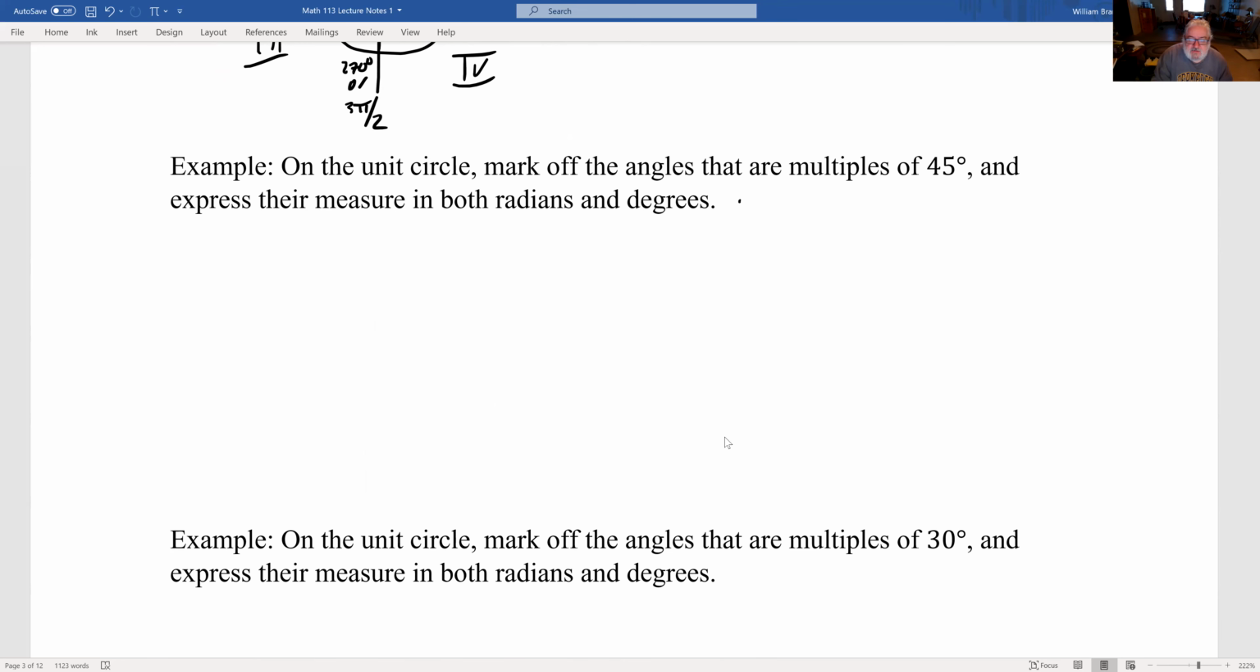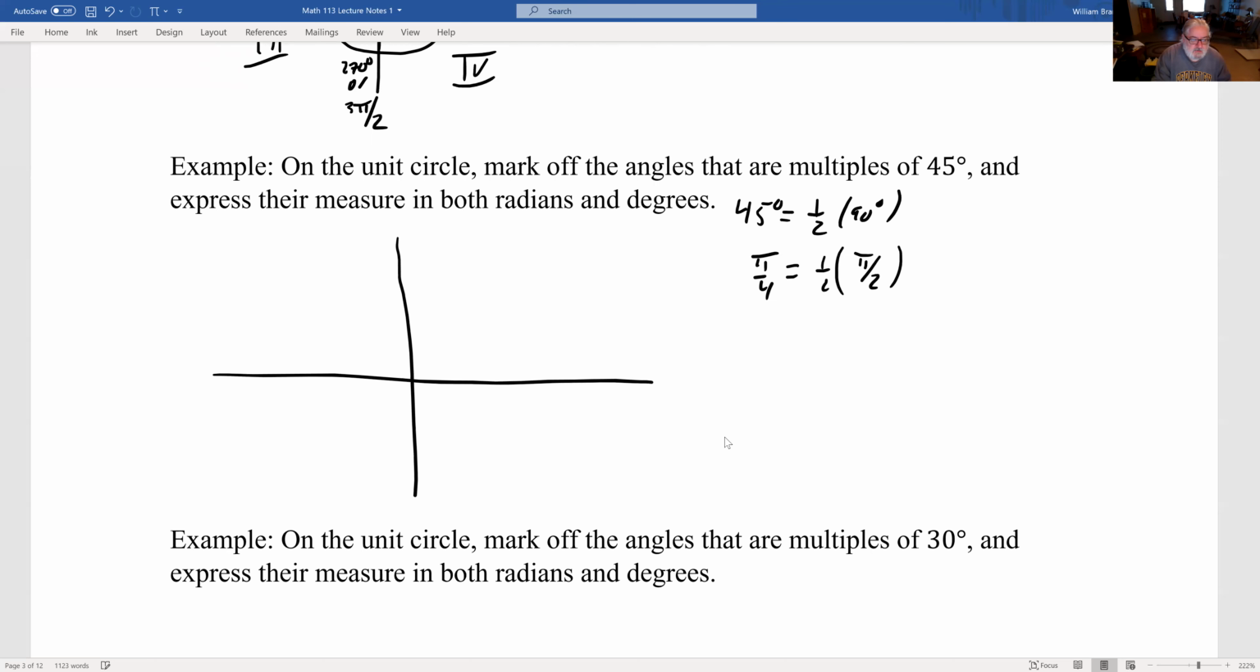45 degrees is 1/2 of 90 degrees. We know that 90 degrees is pi over 2 radians. So 45 degrees would be 1/2 of pi over 2, which is pi over 4 radians. So if I draw a unit circle, right, we want pi over 4.